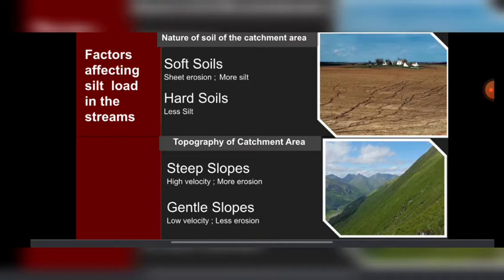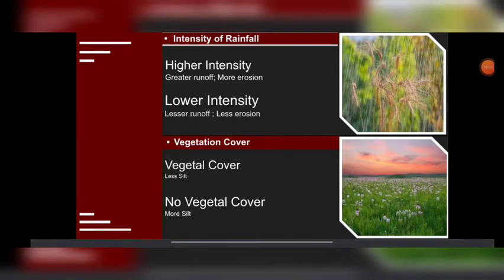Now our second factor, topography of catchment area. Steep slopes give rise to high velocities and erode the surface soil easily. Obviously, gentle slopes cause low velocity and less erosion. Third factor is intensity of rainfall. Similar to our previous factor, higher intensity of rainfall causes greater runoff and more erosion, while lower intensity causes less runoff, resulting in less erosion.